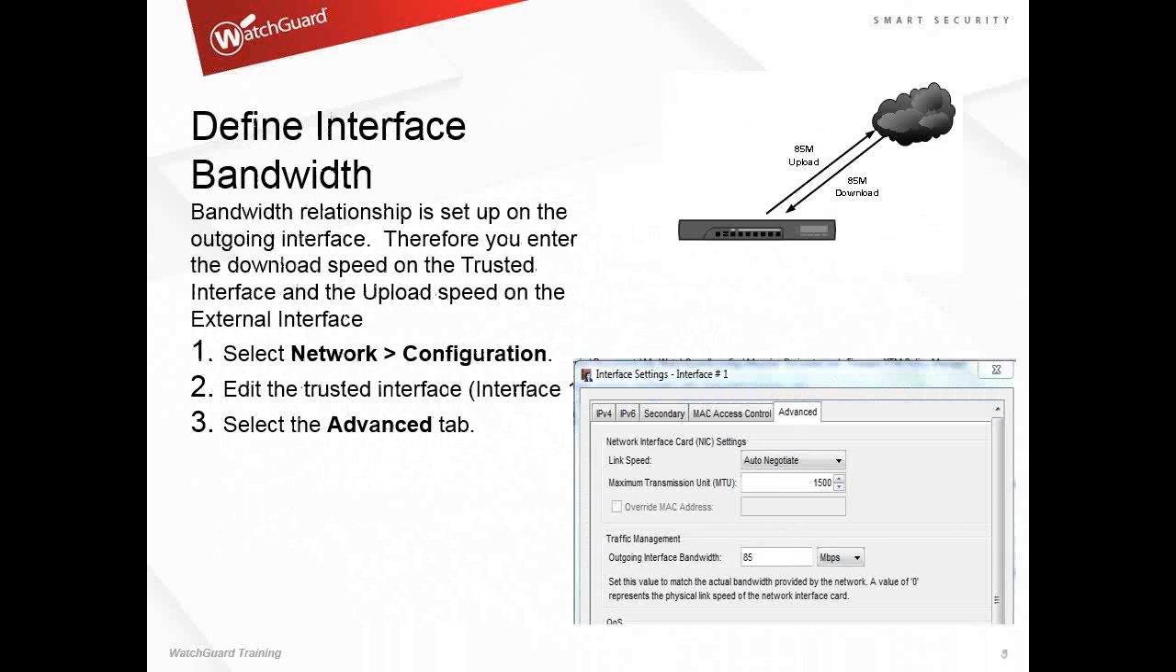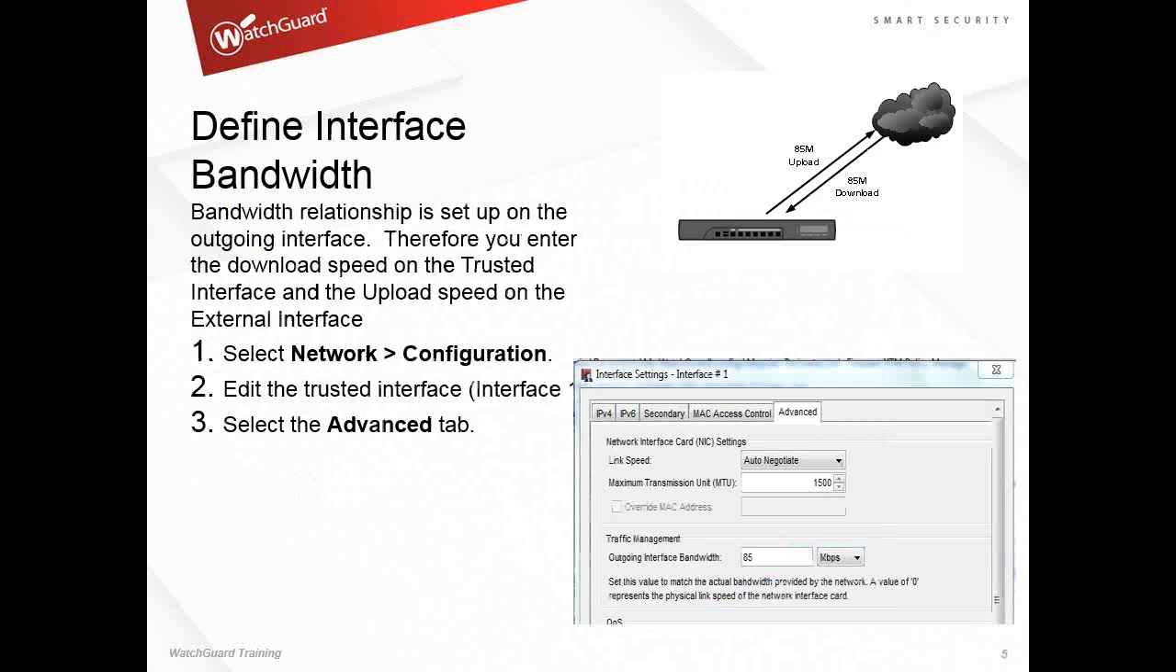Then the next thing that is very important is we have to have a reference point. In our lab here, I have a virtual machine that's behind a Firebox. I'm just using 2 ports, and I have a bandwidth of 85 megs up and 85 megs down. So you need to define your upload and your download, so that the Firebox has a reference. You go under the network configuration, edit the trusted interface, and select the Advanced tab. Everything in here is in our Advanced Traffic Management Guide, which I'll also show you where to reference in the future as well.